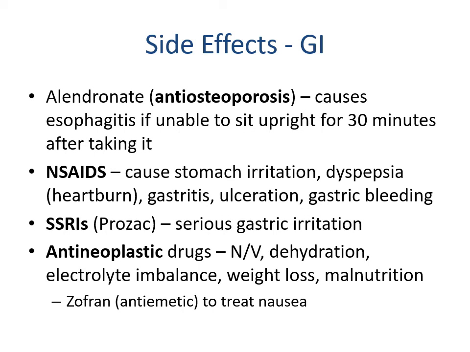NSAIDs can cause stomach irritation, dyspepsia, which is heartburn, gastritis, ulcerations, and gastric bleeding. SSRIs like Prozac can cause serious gastric irritation. And antineoplastic drugs, again as we discussed, can have side effects such as nausea and vomiting, dehydration, electrolyte imbalances, weight loss, and malnutrition. And so Zofran, which is an antiemetic, is used to treat the nausea or the side effects of chemotherapy or antineoplastic drugs.